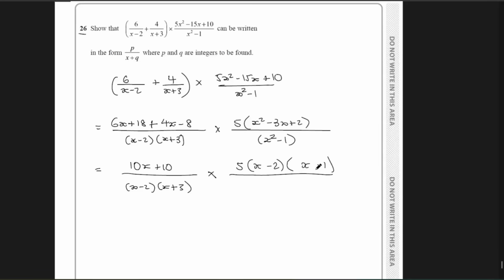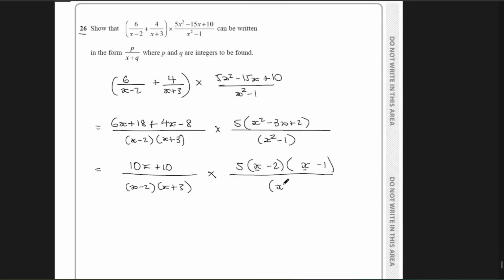And let's try expanding this again. So x times x is equal to x squared, minus 2 times x is equal to minus 2x, minus 1 times x is equal to minus x, minus 2 times minus 1 is equal to plus 2. And yes, we factorized it correctly. We're getting the expanded form back. So this is the correct factorization. Okay, that's the numerator on the second fraction.